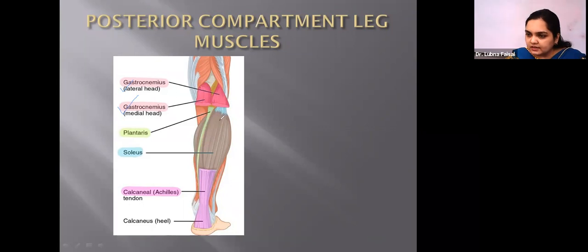Here you can easily identify the soleus muscle. This is the soleus muscle. The three heads, the triceps surae, which I told you about, the medial head and the lateral head of the gastrocnemius, and the soleus, together form a common tendon called the calcaneal tendon or the Achilles tendon. And these three heads together are called triceps surae, which is inserted on the posterior surface of the calcaneum.